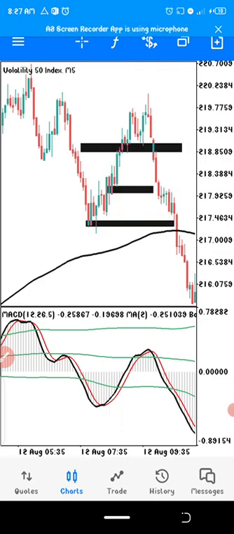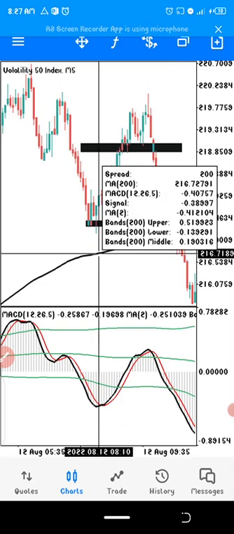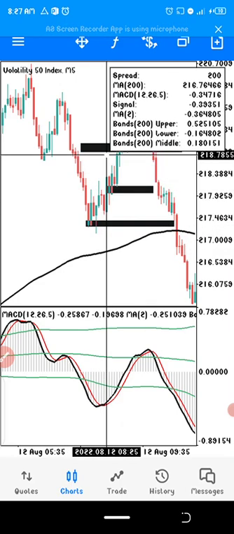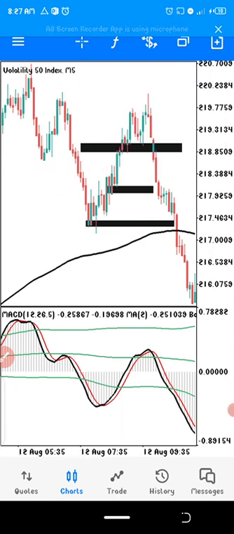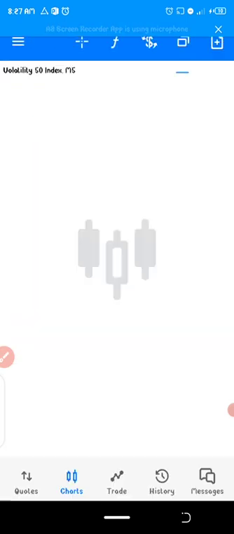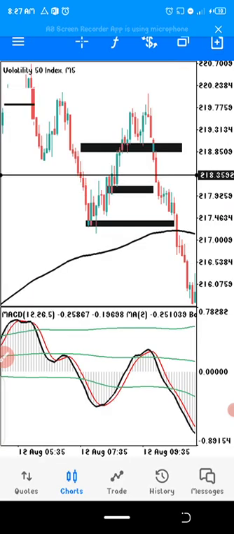Now, after getting a one-to-one risk to reward ratio, I will move my stop loss to my what? Above my entry. I will move my stop loss above my entry. Once I move my stop loss above my entry, so let's say this is going to be my stop loss, I'll move my stop loss to this point right here.